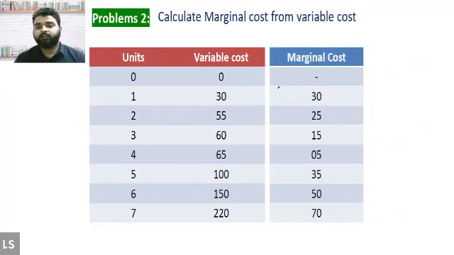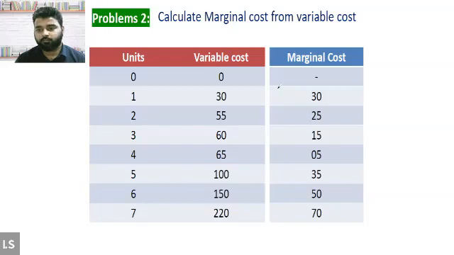And from the second unit onward, you can simply consider the changes taking place in the variable cost. So from 30 it goes to 55, then from 55 to 60, you can simply consider the changes that are taking place in variable cost, and based on that you will be able to calculate the marginal cost. So I hope it is clear to you.